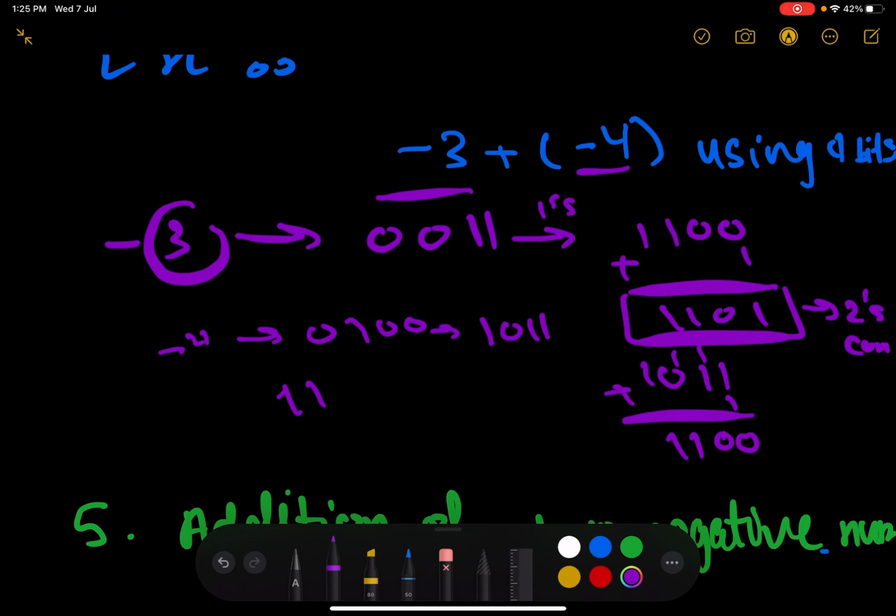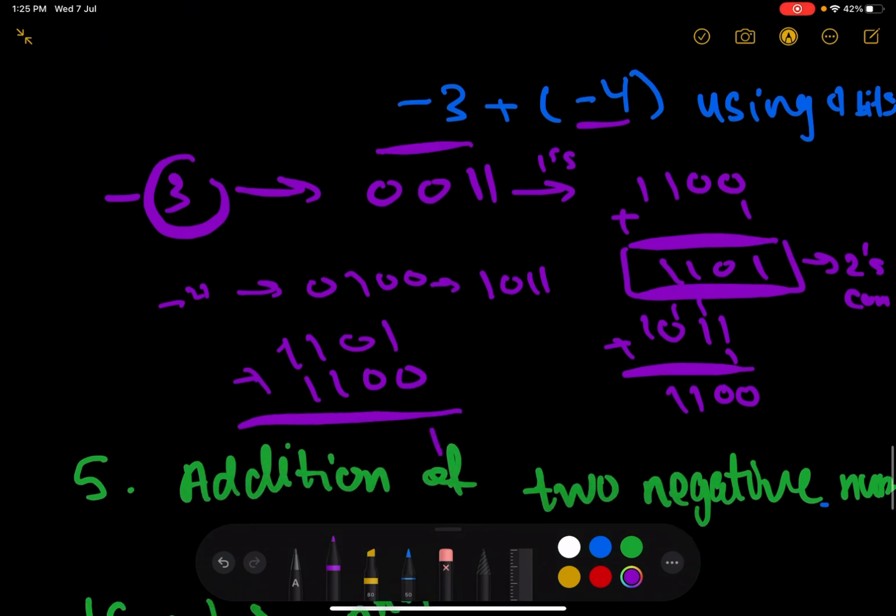and let's see. Plus 1 1 0 0. For this one, you will have 1 and then 0, and then you have 0 and carry, and then 1, and here you will have 1. So this answer, -3 plus -4, will give us -6.